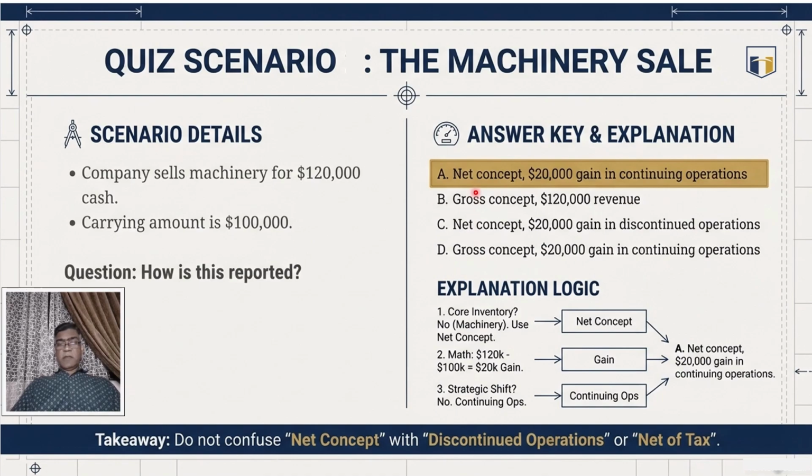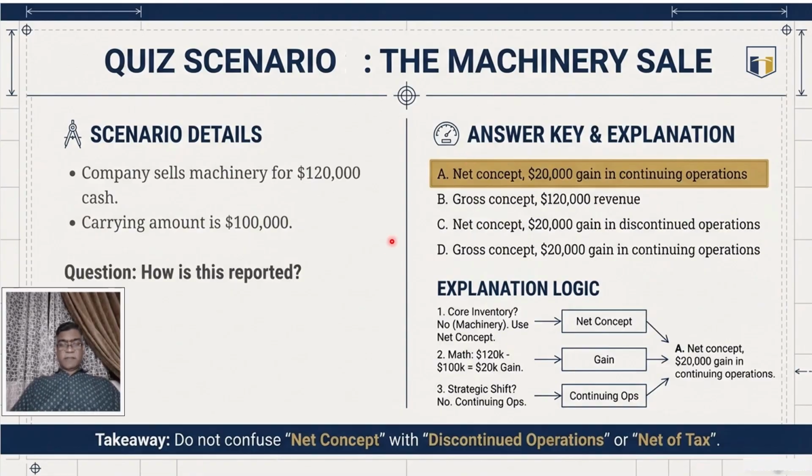Net concept, gross concept, net concept. Of course, gross concept is not correct because this comes from peripheral activities. So it is the net concept, and it is a gain. It is not discontinued operations; it is part of continuing operations. So A is the correct answer, right?